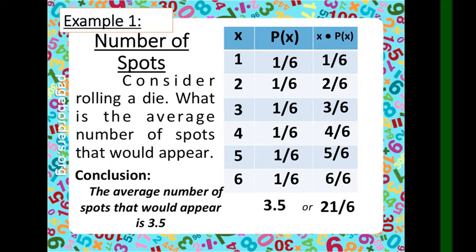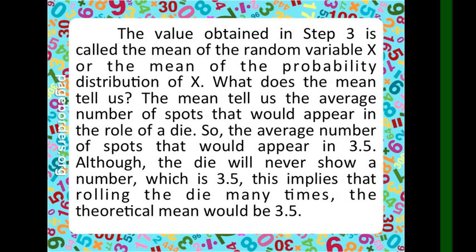Okay? 3.5 yung average na pwedeng mag-appear. But the value obtained in step 3 is called the mean of the random variable x, or the mean of the probability distribution of x. What does the mean tell us? The mean tells us the average number of spots that will appear in the roll of a die. So the average number of spots that will appear is 3.5.